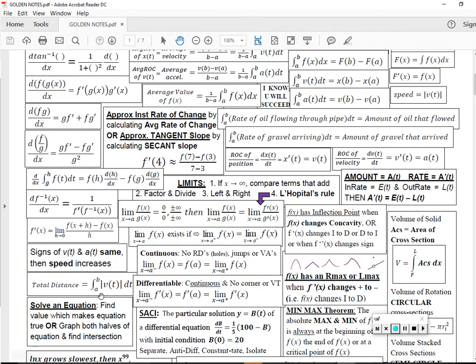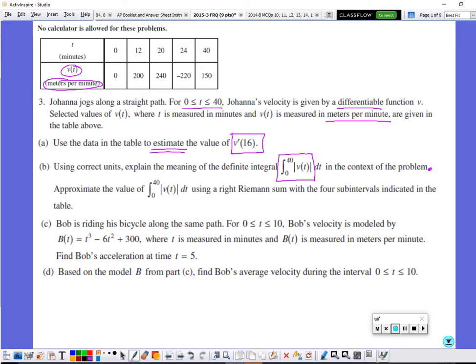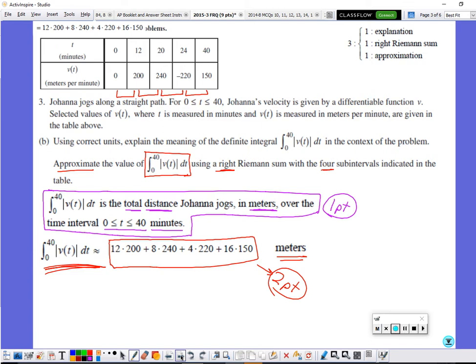When you integrate the absolute value of the velocity, you're calculating the total distance traveled by, in this case, the person. What I'm looking for on my paper is that this integral is the total distance. So keywords, you must say total distance. You don't have to say Joanna jogs. You can say she travels, or you can just say the total distance traveled. I think they'd still give it to you. You do have to say in meters. And you do have to say over the time interval 0 to 40, you have to say the word minutes. If you did that, you get 1 point.